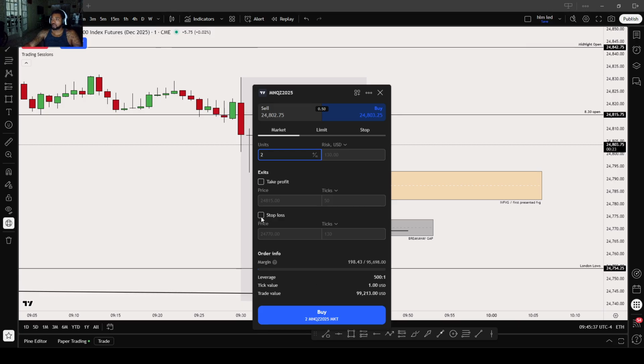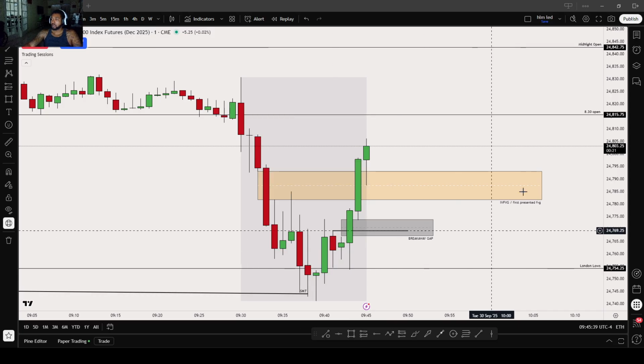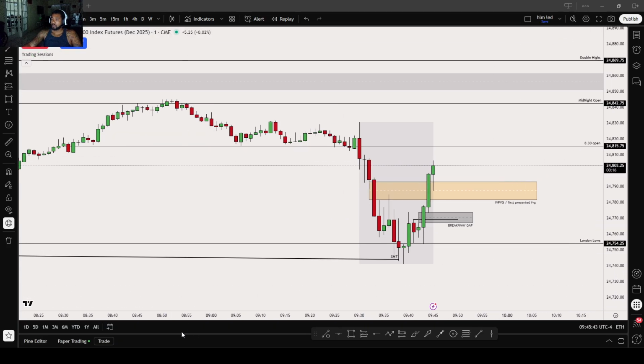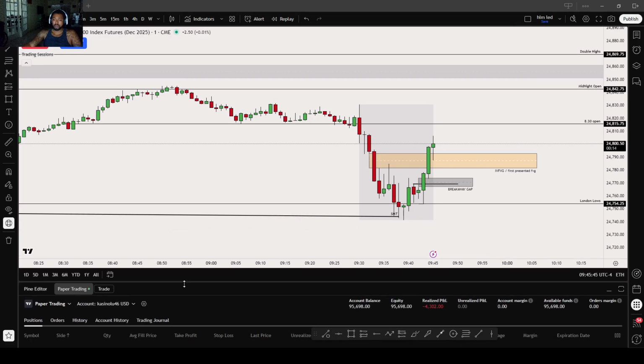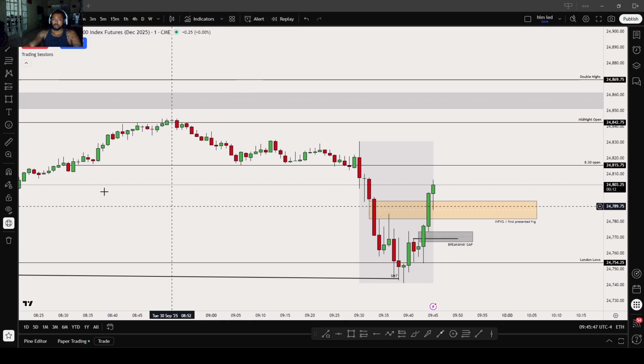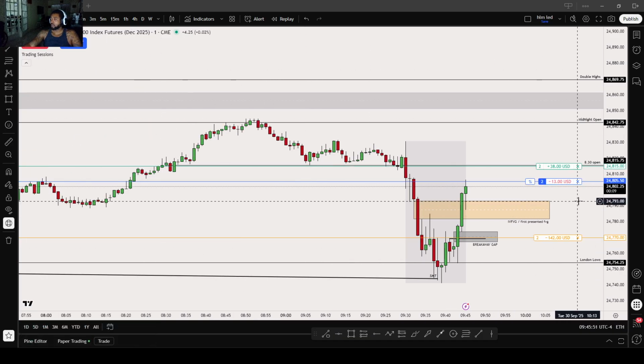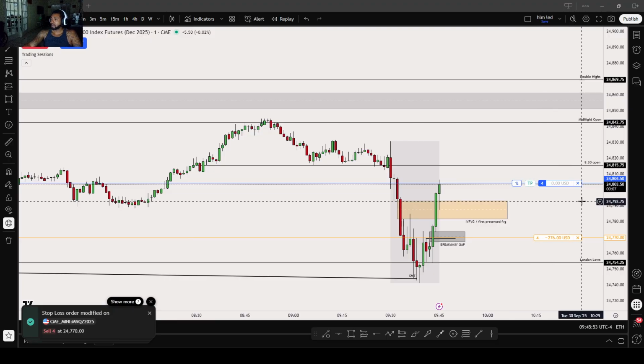Why is it not letting me jump in? For some reason the trade is not letting me jump in. Oh, there you go. It's kind of late.